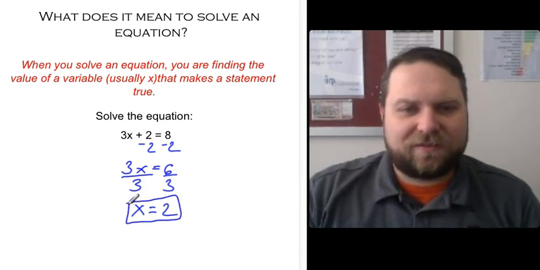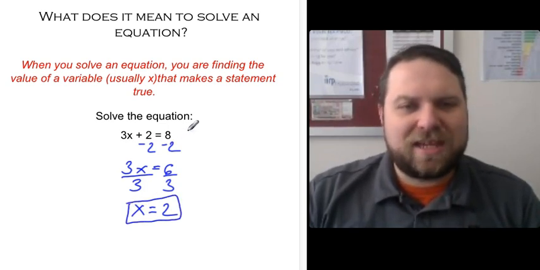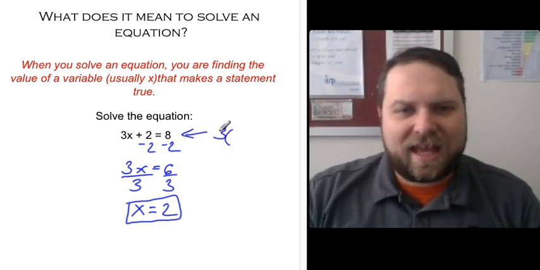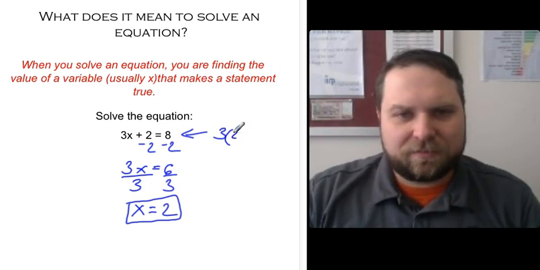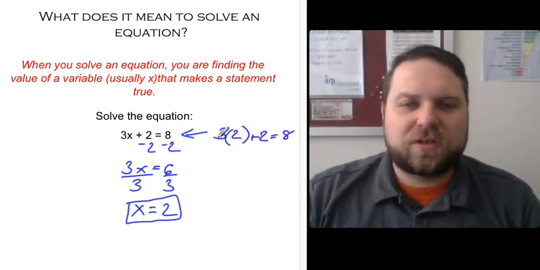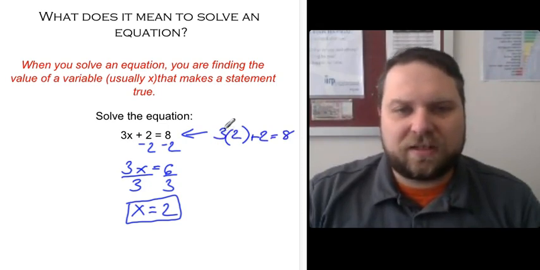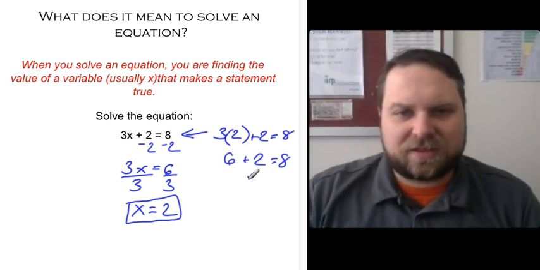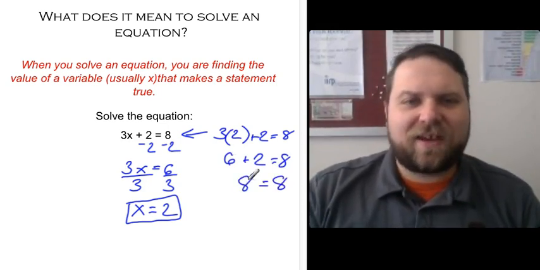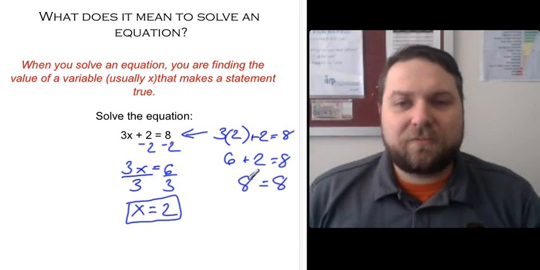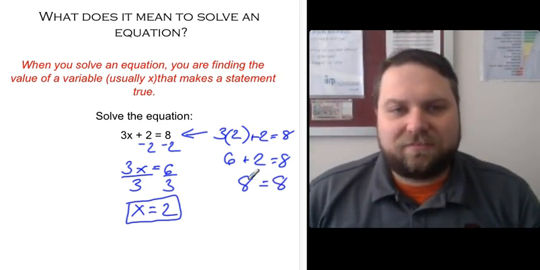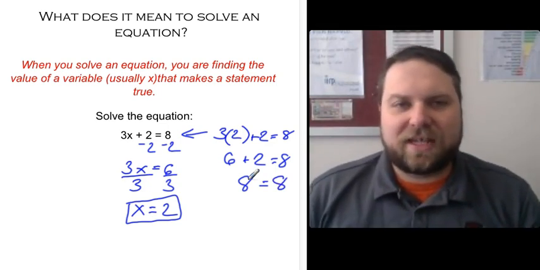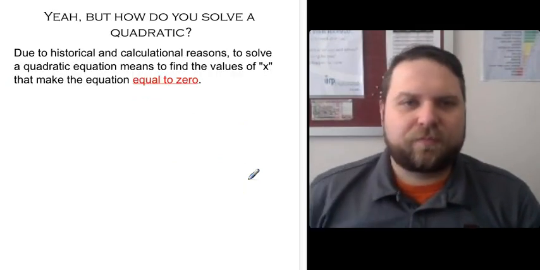I've now solved that equation, and what it means to solve the equation is that if I replace the x with that number, my equation will come out to be a true statement. So 3 times 2 is 6. 6 plus 2 is 8, and 8 does in fact equal 8. So again, when we solve, we're just finding a value for x that makes the equation true.